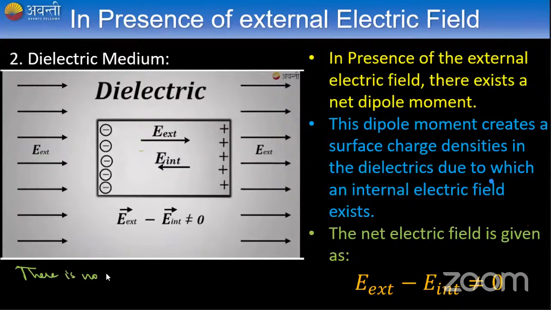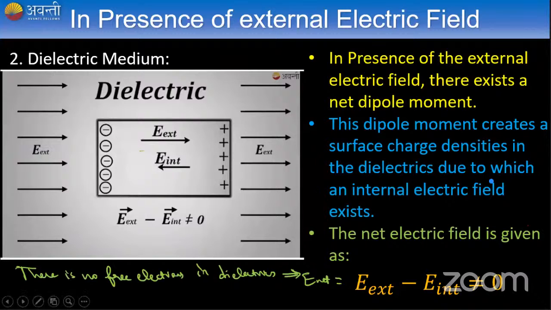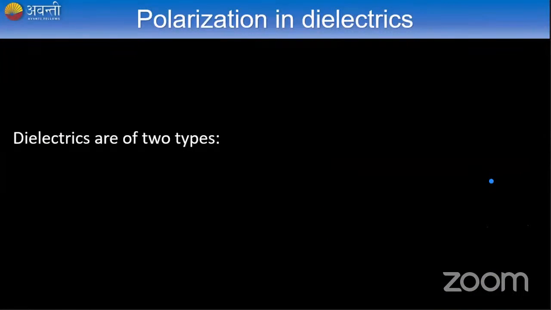Okay, there are no free electrons in dielectrics. So my E net will be E external minus E internal, which is not equal to zero, so it won't be of the same magnitude. So guys, if anyone did not understand this part, don't worry. I'll give you the same part with an example. So please listen carefully from now.